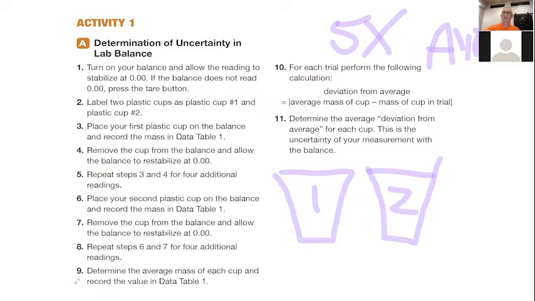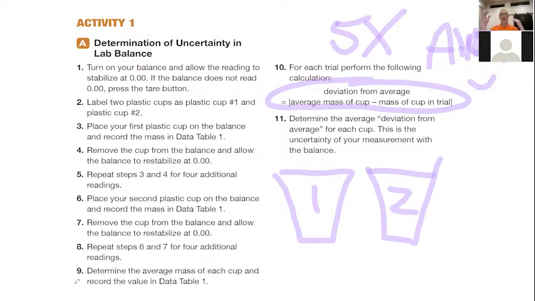And then we're going to take the average of that. That's a good way to spell average. We're going to take the average of each reading for each cup, and then we're going to subtract the individual measurements from the average. That's going to tell us what the deviation from the average is for each single measurement.